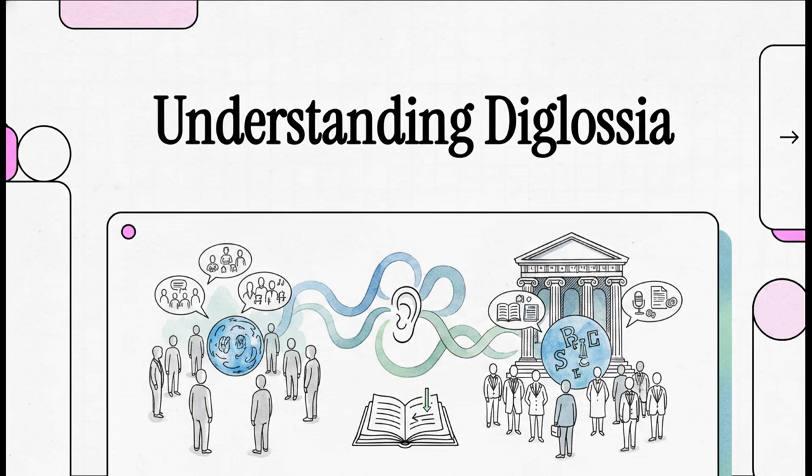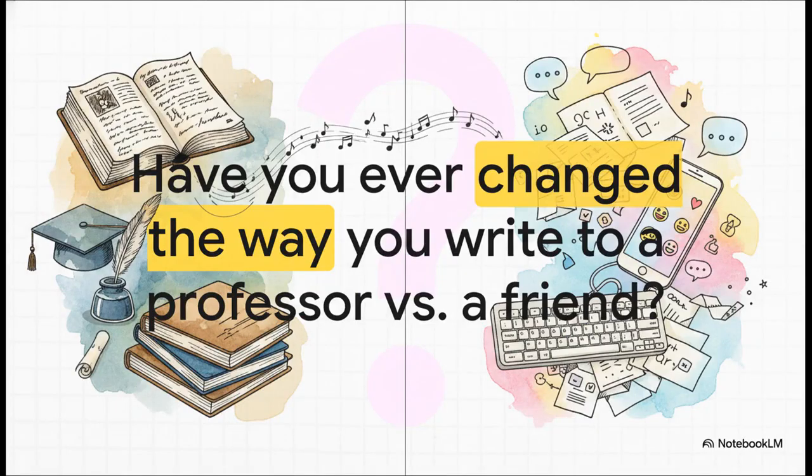There are all these unwritten rules that dictate how entire societies talk. And you might not even have a name for it, but I promise you follow these rules every single day. The concept is called diglossia, and trust me, once I explain it, you are going to start seeing it absolutely everywhere. I mean, just think about it for a second.